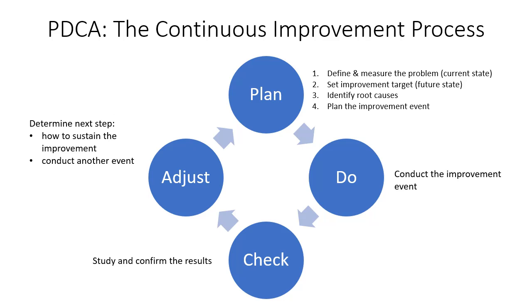Then, how do we sustain the improvement? Because we don't want to do an improvement but then have the process fall back into the old way that the process used to work. And if we don't achieve our original target in the plan, maybe we have to conduct another event to get to that target.